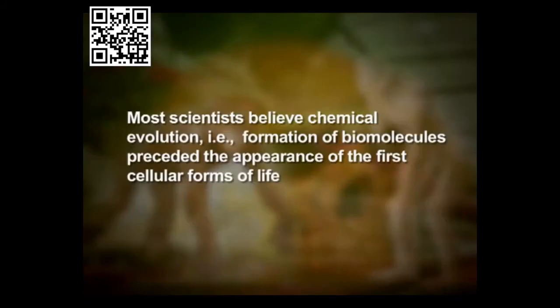So, we can conclude that the origin of life on earth can be understood only against the background of the origin of the universe, especially earth. Most scientists believe chemical evolution, that is the formation of biomolecules, preceded the appearance of the first cellular forms of life. The subsequent events as to what happened to the first form of life is a conjectured story based on Darwinian ideas of organic evolution by natural selection.